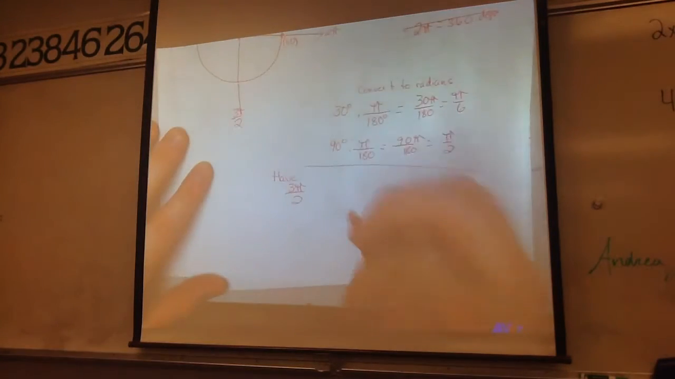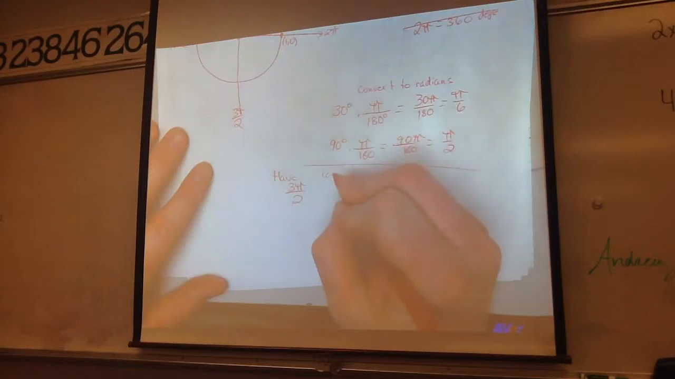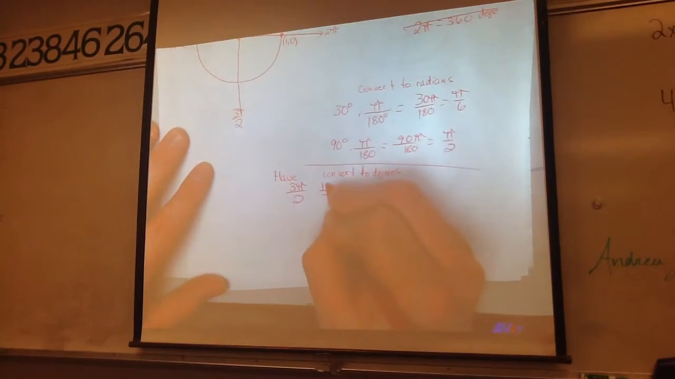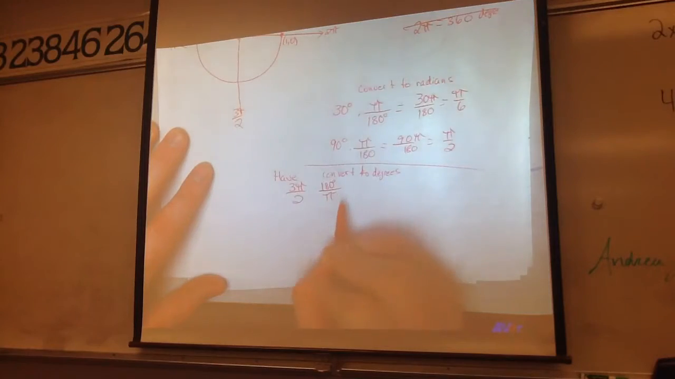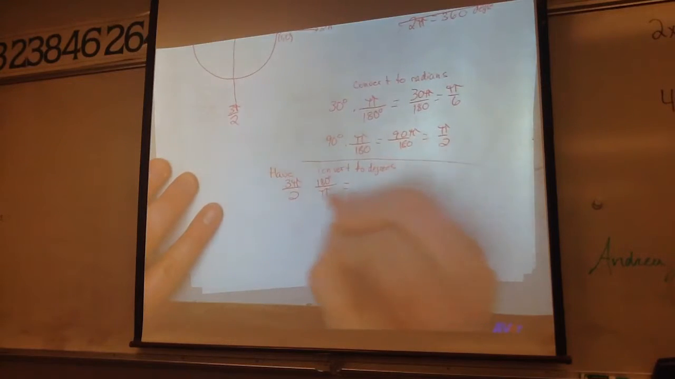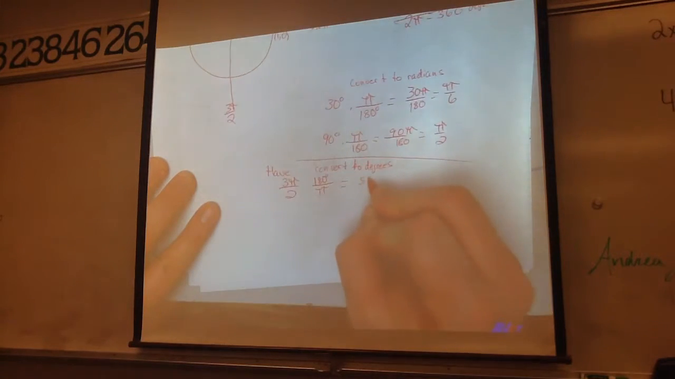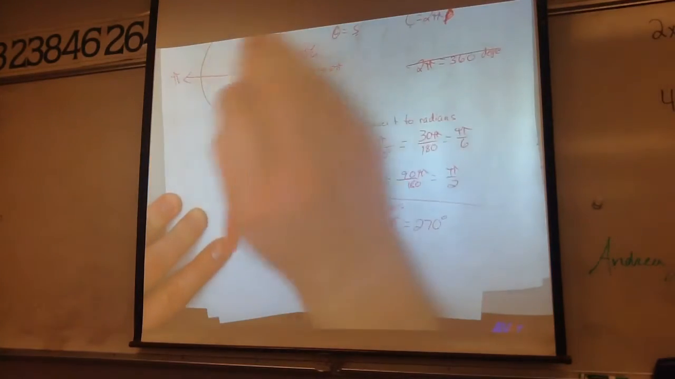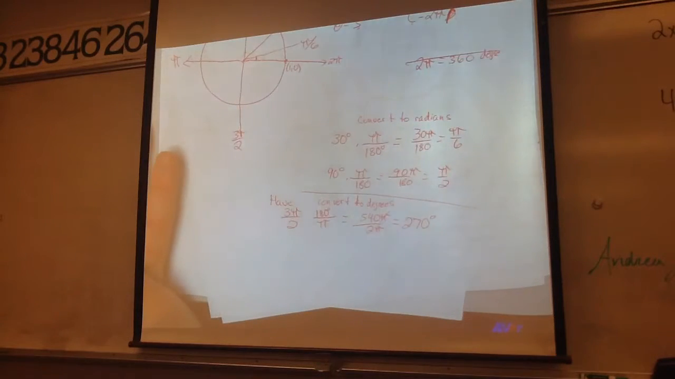So if you have 3 pi over 2 radians and you want to convert to degrees, what are you going to multiply by? 180 over pi? Yep. I just think of it as, I want the pi's to cancel out, and I want degrees there. Make sure you put the degree symbol for degrees, because if you do not write a degree symbol, it's always assumed that it's radians. So 3 times 180 is 540 pi over 2 pi, which is 270 degrees. So 3 pi over 2 is 270 degrees. That's just converting.